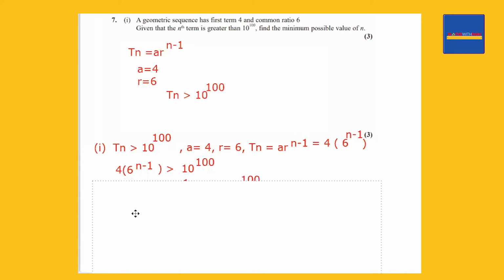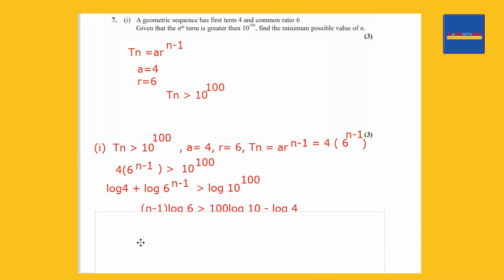power 100. And then I'm going to take the log of both sides. So that will be log of 4 times 6 to the power n minus 1. Using your laws of logarithms, log of ab is equal to log of a plus log of b. So we have log of 4 plus log of 6 to the power n minus 1 is greater than log of 10 to the power 100.